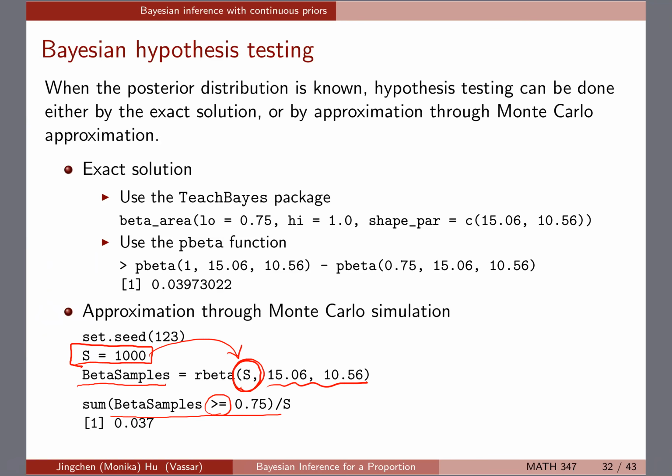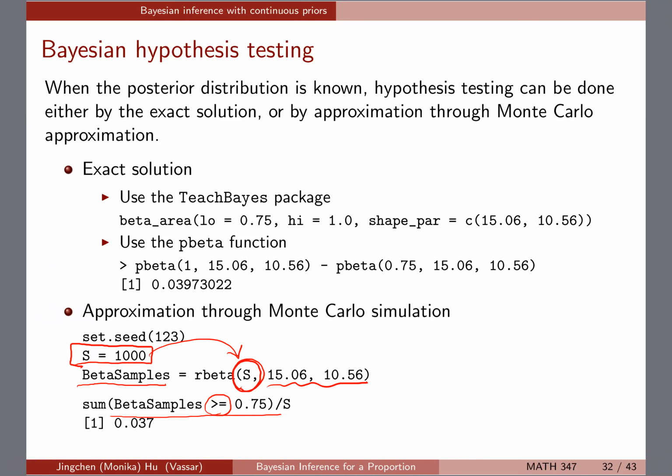So I'm counting how many samples out of the beta samples vector are at least 75%. And then I take the sum, because that's logical, true or false. Then I divide the sum by the total number of samples I have, which gives me an approximation to the exact solution. And the approximation, as you can see, is pretty close.